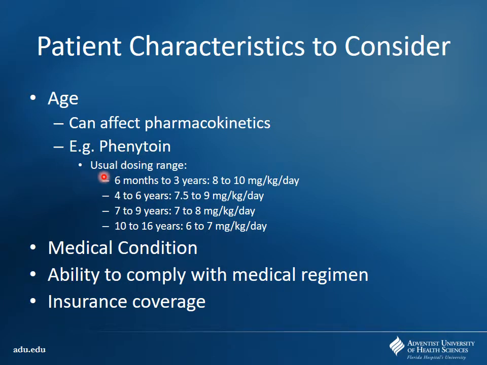You'll notice that the dosage range actually changes based on the age of the patient. So again, if you're dealing with a 6-month-old patient up to 3 years, you dose it between 8 to 10 milligrams per kilogram per day. However, when you get to a little bit older patients, say you're going down to 7.5 to 9, 7 to 8, 6 to 7 for an adolescent or teenage patient, why do you think this change occurs?